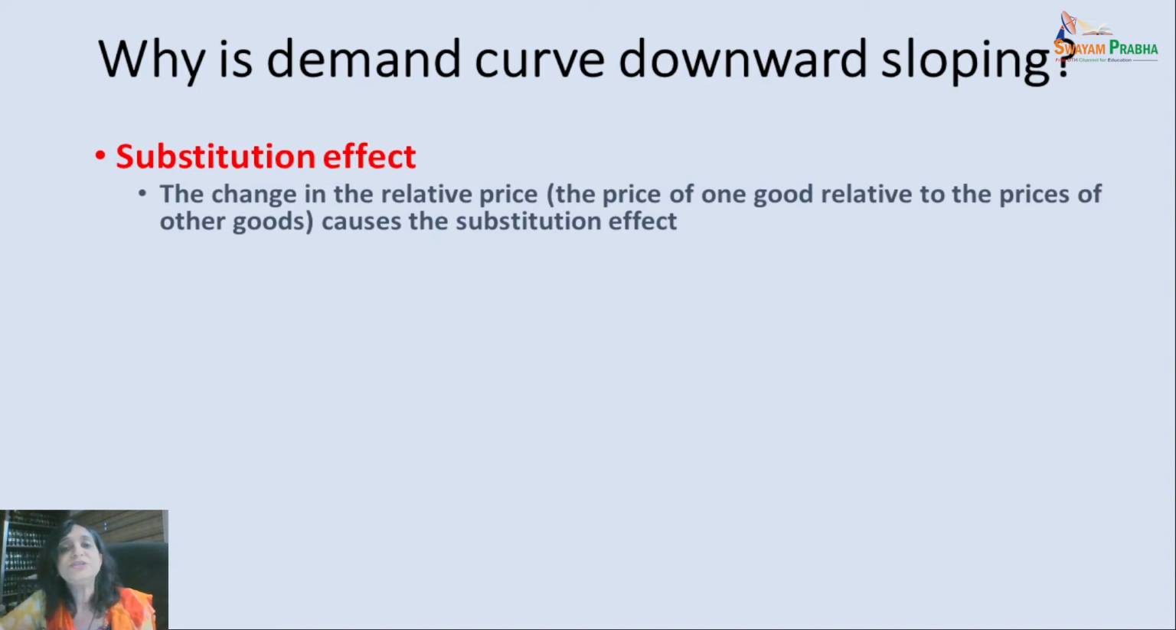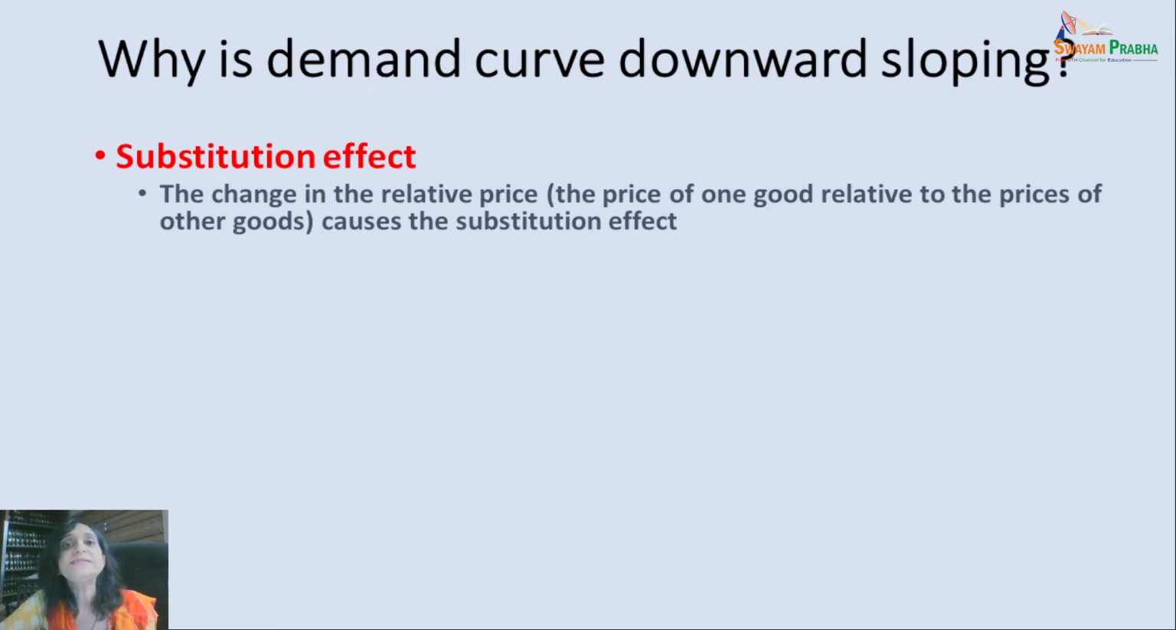Because relatively your coffee has become cheaper compared to tea. So there is a shift from one product to another product. Therefore, the demand of tea will fall. On the other hand, if the price of tea reduces, people who were earlier consuming coffee will come back and consume more tea. So the demand of tea will increase.